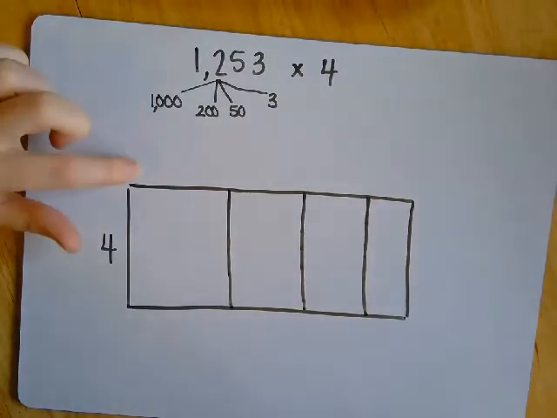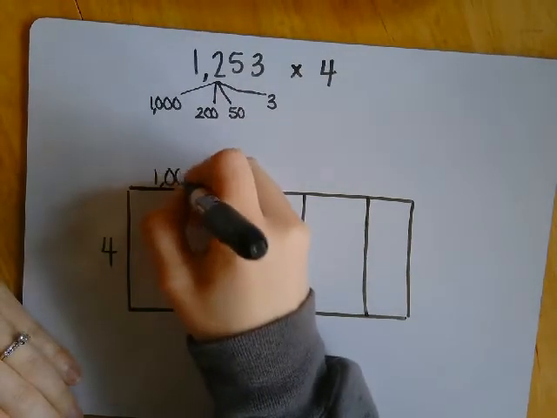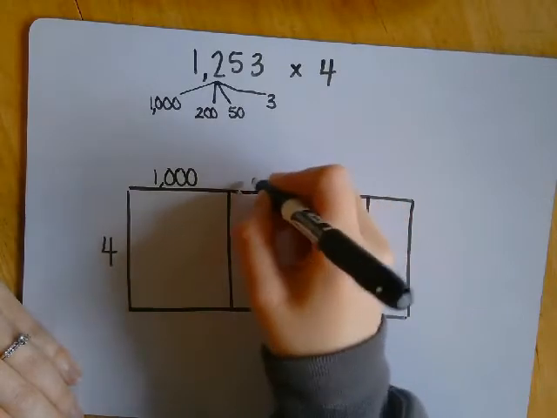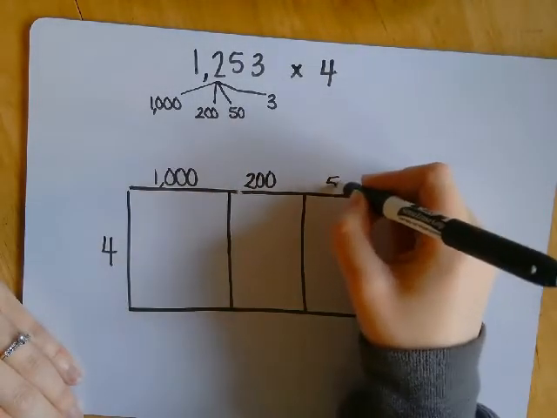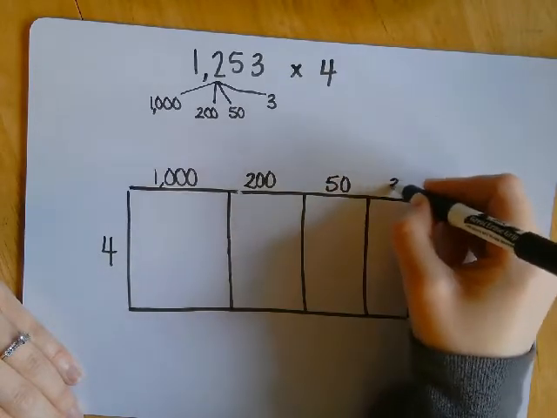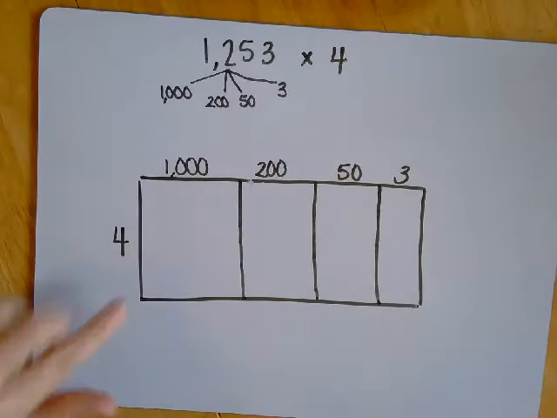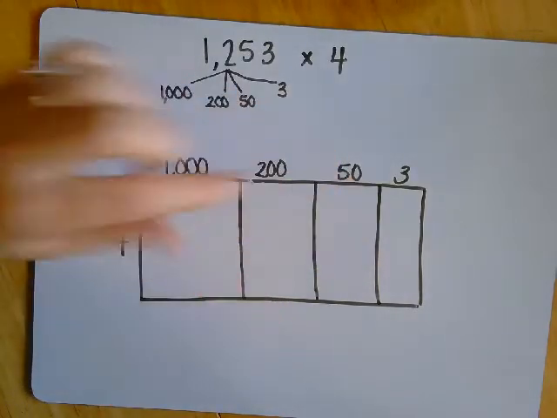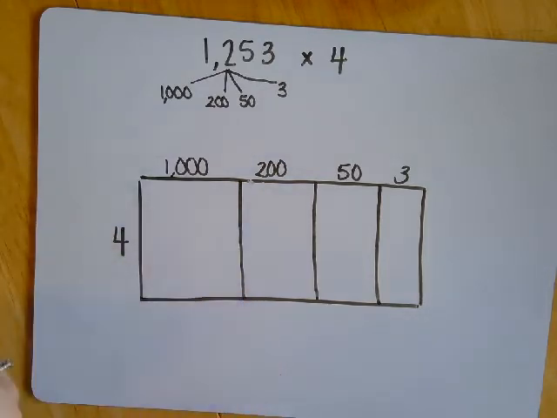I'm going to start by putting 1,000 up here, then 200, then 50, and then 3. So again, each of these pieces represents a different mini problem within the area model. And I'm going to start with this square first.